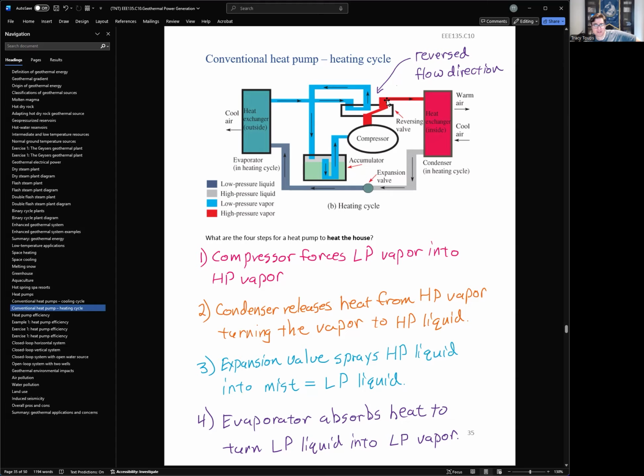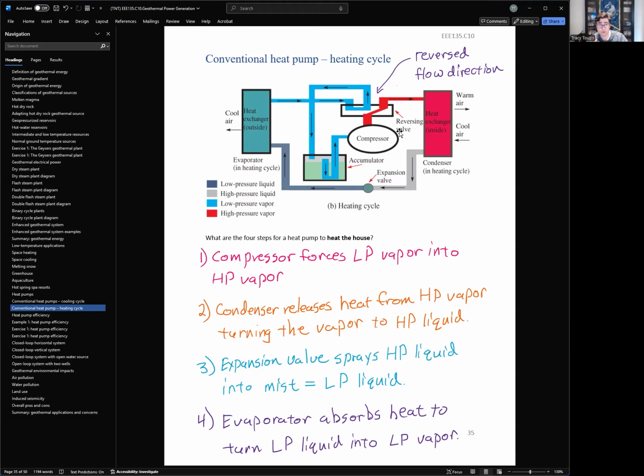High pressure vapor here is very hot. Why does low pressure vapor turn into increased heat when it goes to high pressure vapor? You remember that PV equals nRT, right? If you have any type of vapor and you pressurize it and force it into a smaller container, the temperature will naturally go up. So because I'm pressurizing something, temperature spikes.